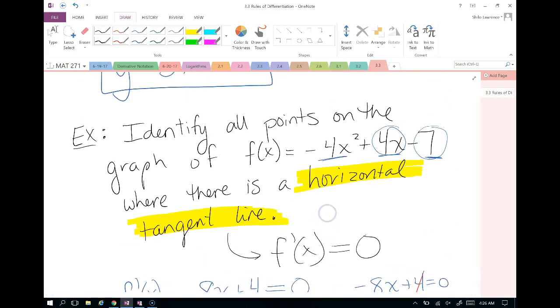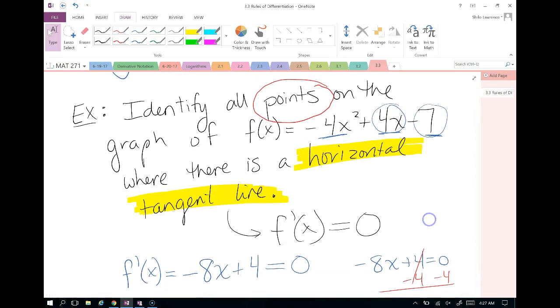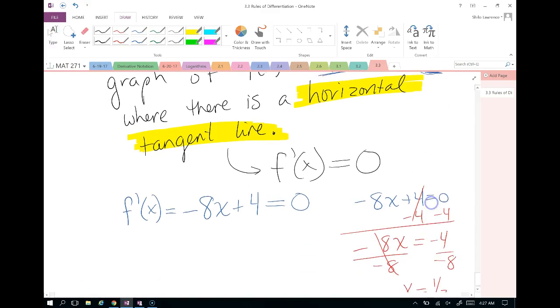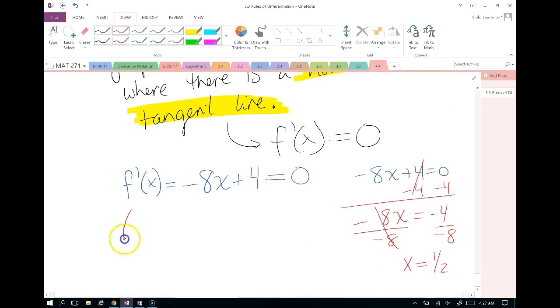The question says identify all points. Now points have an x coordinate and a y coordinate. All we've found is the x coordinate. So we've got half of the answer. We need the y coordinate as well. So you need to think a little bit about this. How do we find the y coordinate? I know the x coordinate is going to be 1/2.